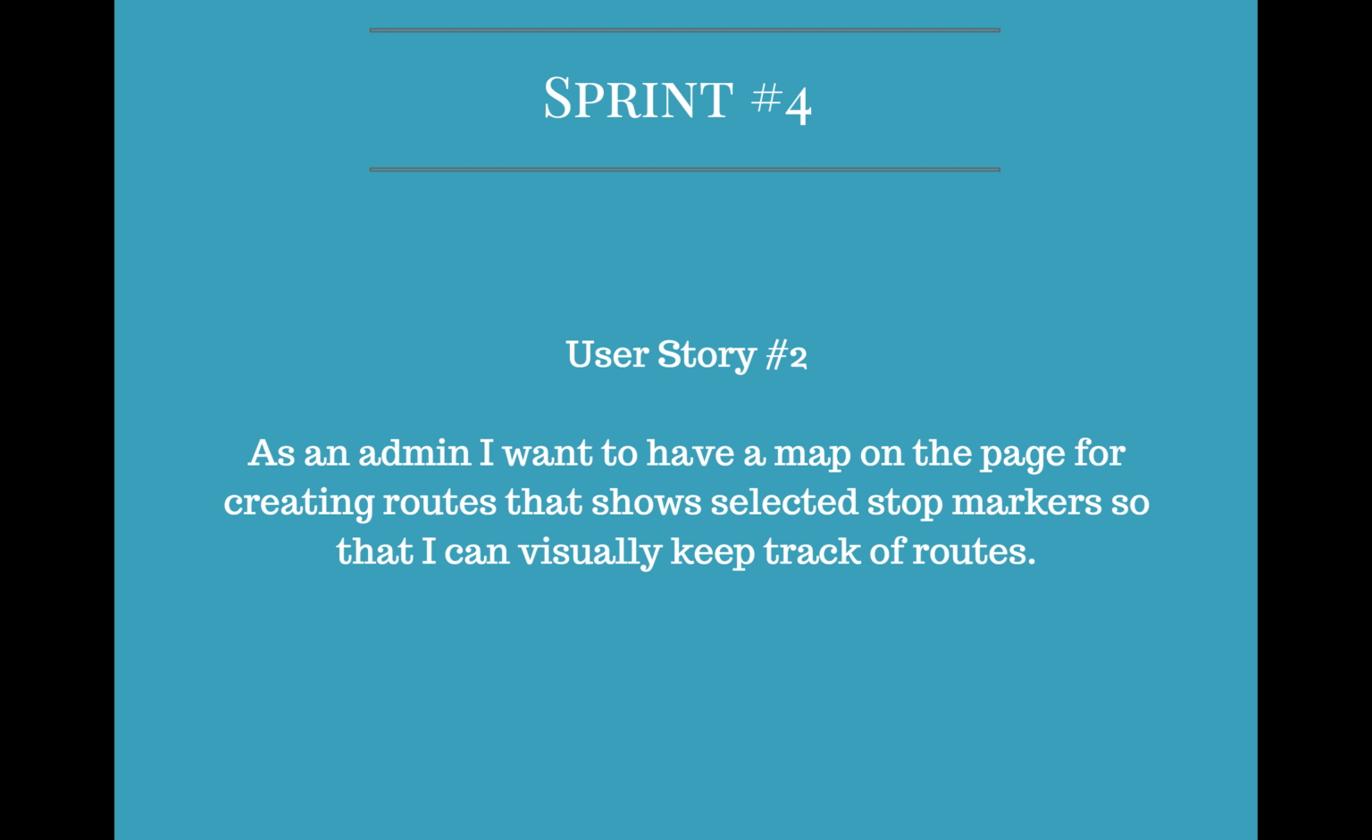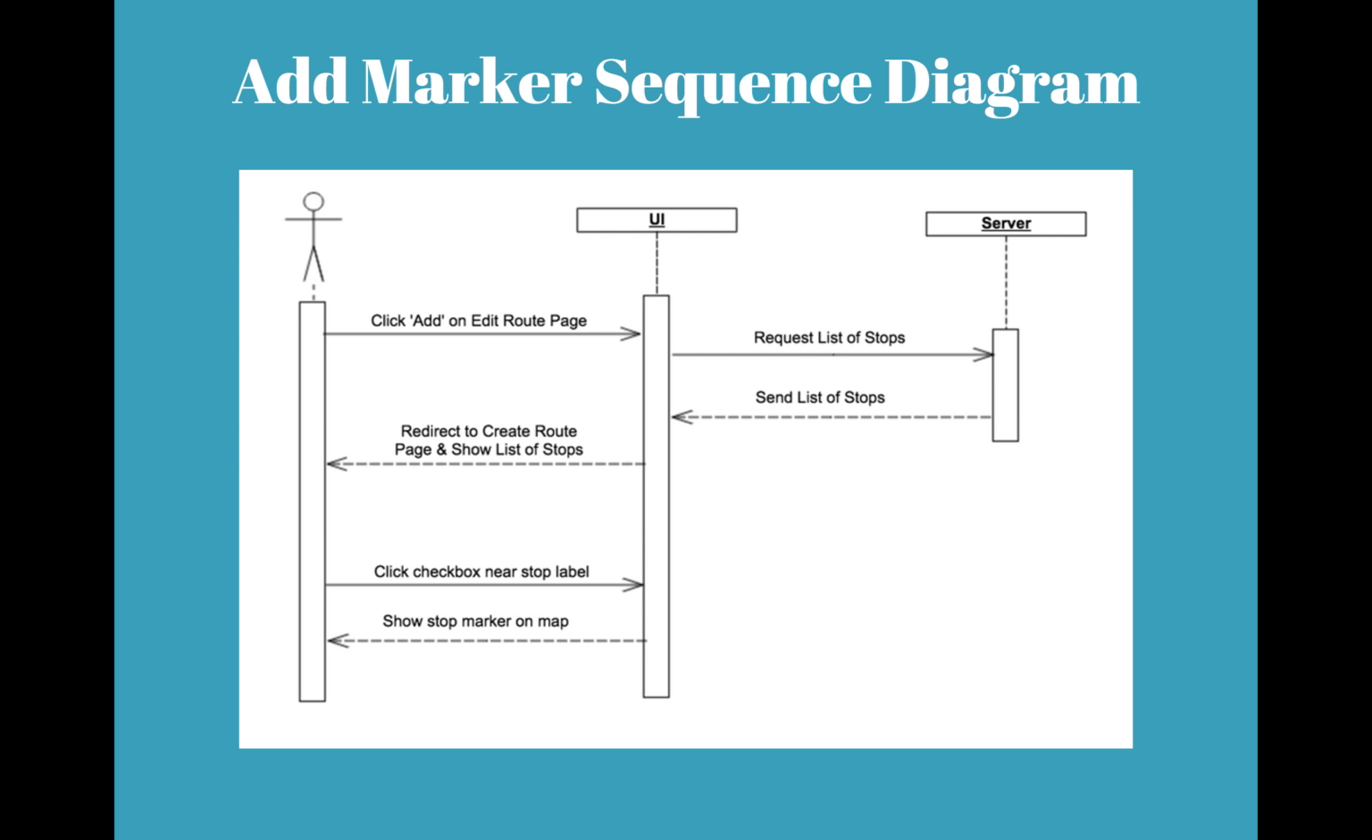The second user story for Sprint 4 was as an admin, I want to have a map on the page for creating routes that shows selected stop markers so that I can visually keep track of routes. Here is the sequence diagram for adding a marker.